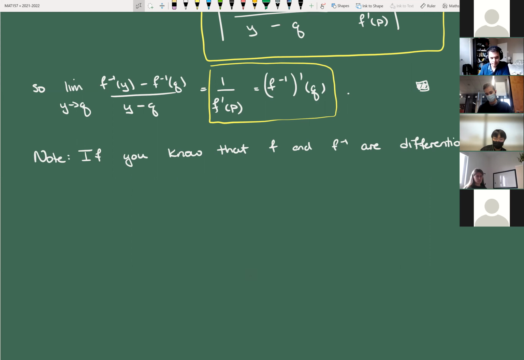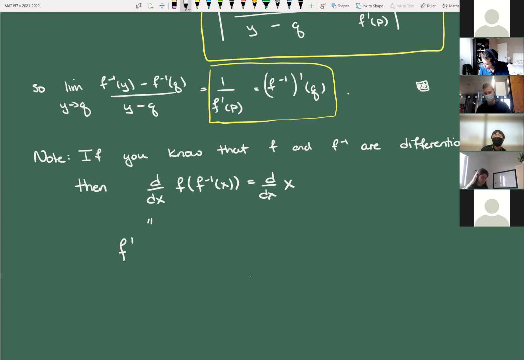So if you know that f and f inverse are differentiable ahead of time, then what you can do is differentiate f of f inverse of x. And this thing, by definition of the inverse, is just equal to x. So I've taken this equation, f of f inverse of x equals x, and I'm going to differentiate both sides. Differentiating the right-hand side is very easy, so let's focus on the left-hand side.